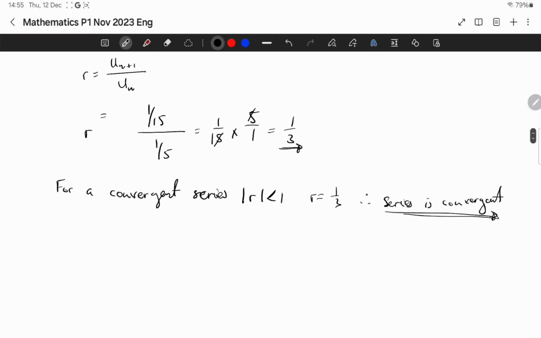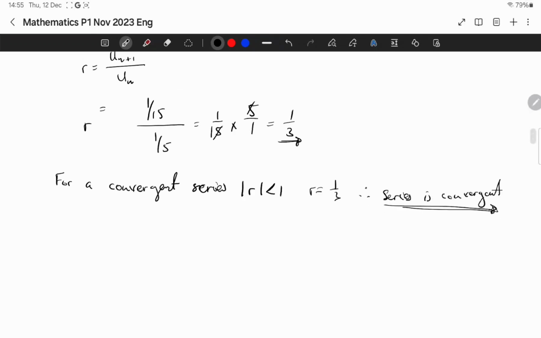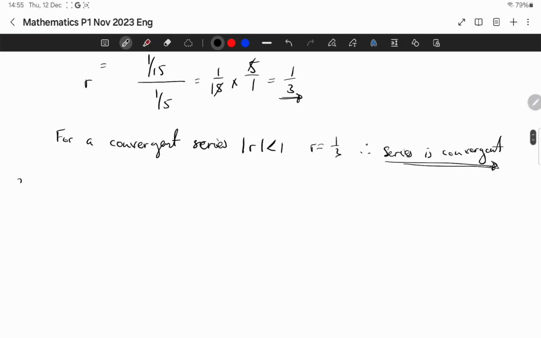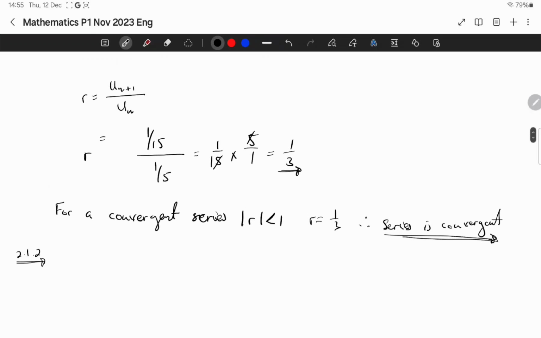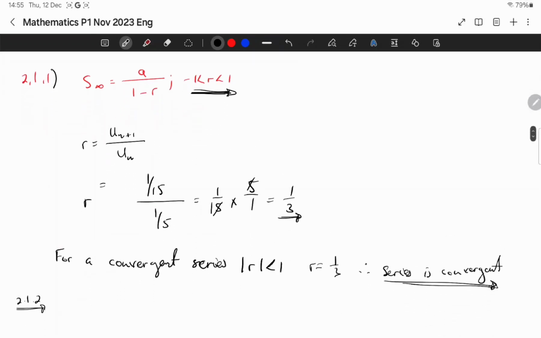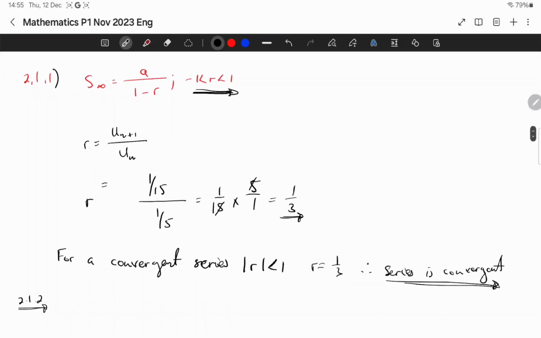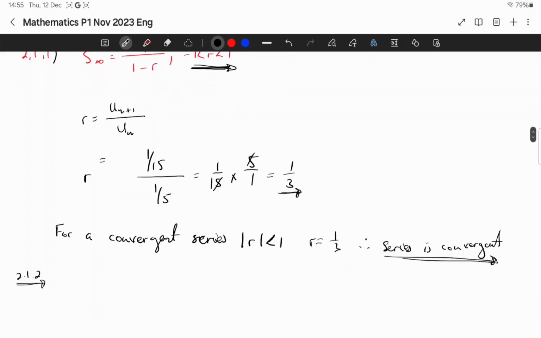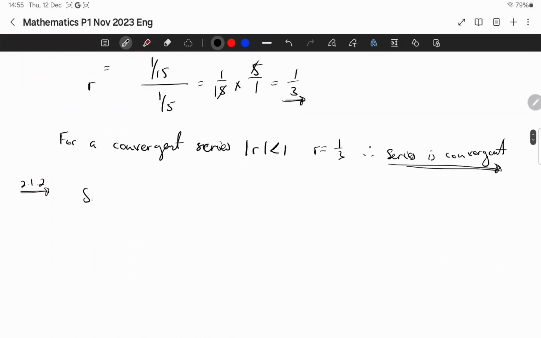That's the first question. We've answered the question completely. Now, for question 2.12, as I've previously stipulated, for a convergent series there's a sum to infinity. The formula for the sum to infinity, as I've copied it, is a over 1 minus the common ratio, where a is the first term. So what is the common ratio?